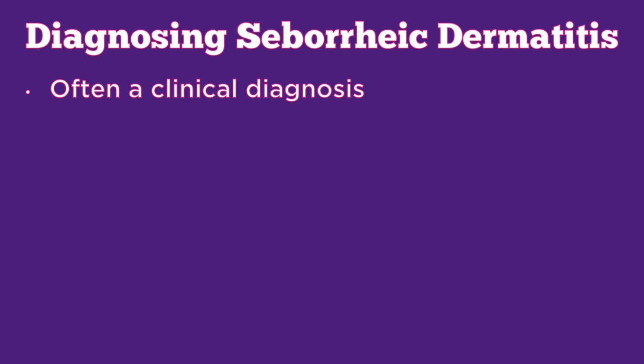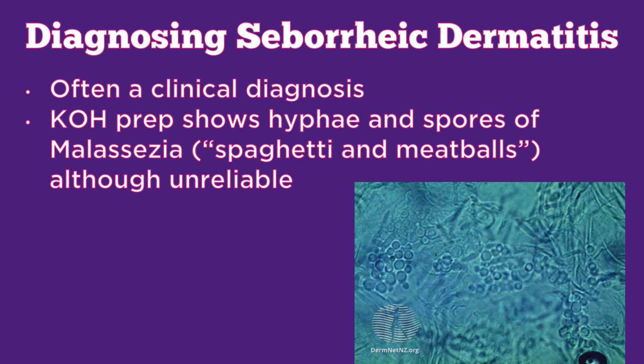So, how do we diagnose and treat Seb Derm? While it is most often a clinical diagnosis based on the appearance and the location of the lesions, we can also consider a KOH prep or a biopsy when we aren't sure. KOH scrapings may be helpful by showing the spaghetti and meatballs referring to the hyphae and spores of Malassezia, although this often isn't done in clinic since it is often unreliably positive.